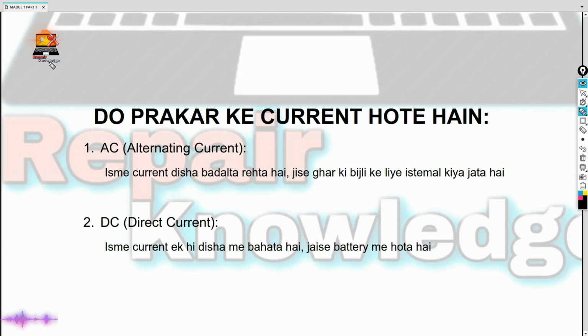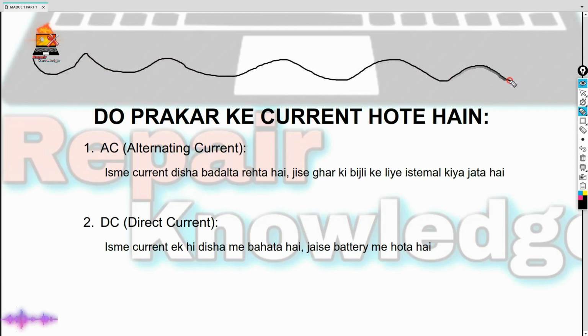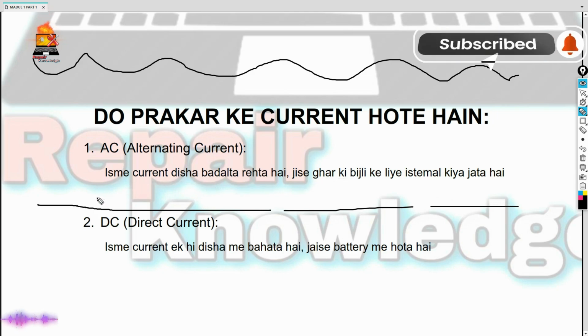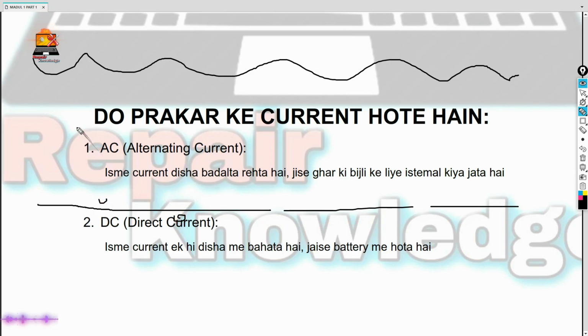Hello, yes. The symbol of AC is like this. And the symbol of DC is current flowing directly in one direction. What I have written here is flowing in one direction, with no up and down happening here. This is called DC, direct current. It is written direct current.